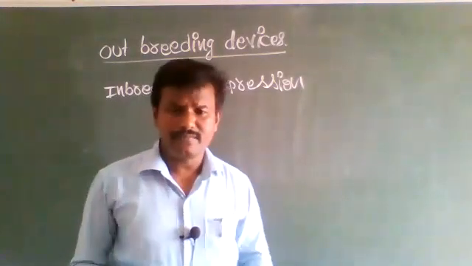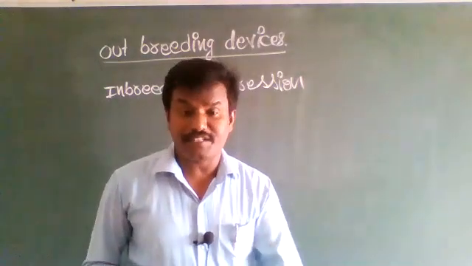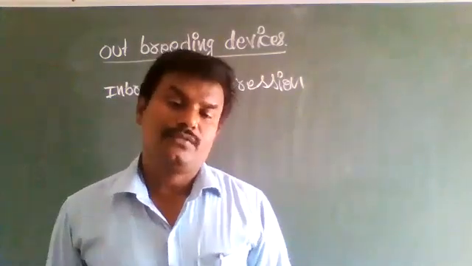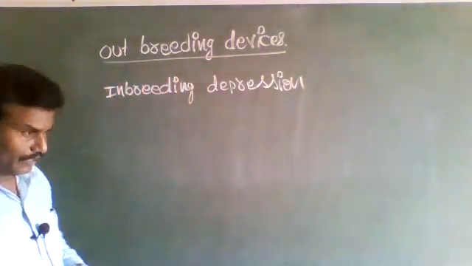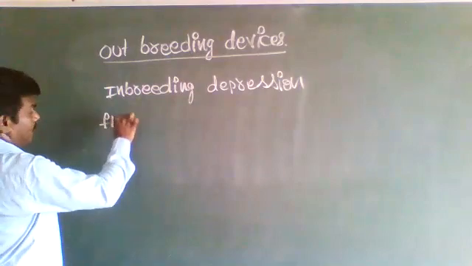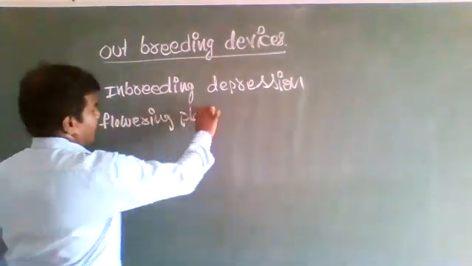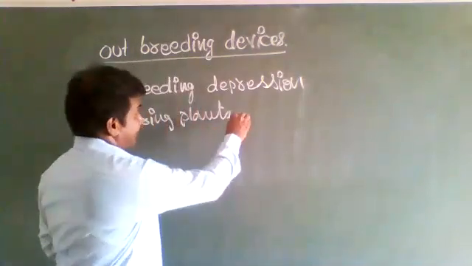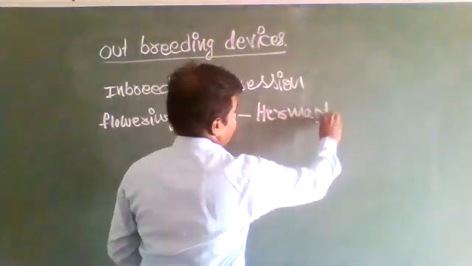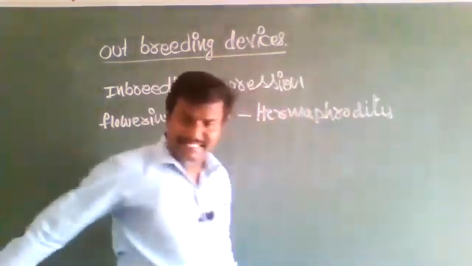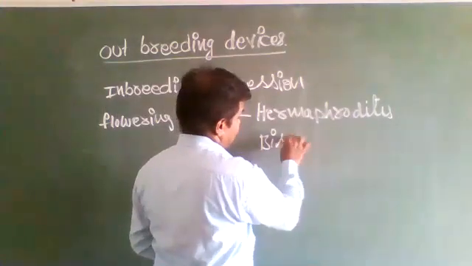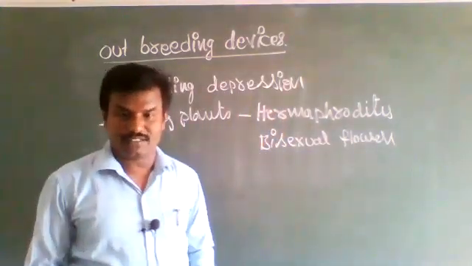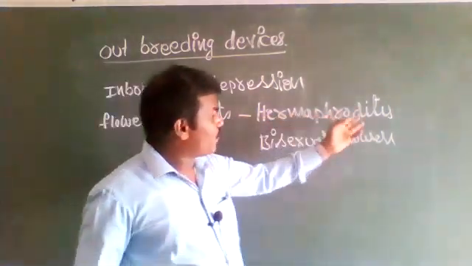As a result of inbreeding depression, the plants would be affected from generation to generation. After several generations, the plants would be affected. Those plants cannot give fruits, seeds, etc. That is called inbreeding depression. Hence, the flowering plants which can produce bisexual flowers are hermaphrodites. Hermaphrodites are nothing but bisexual flowers.